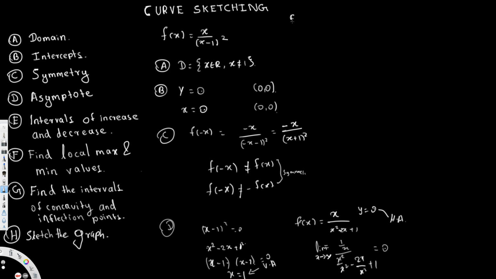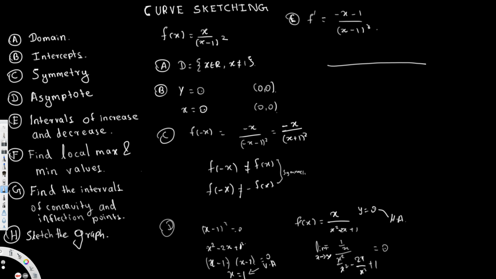Then part E is asking for the intervals of increase and decrease. To find that, I have to take the first derivative, so I have to use the quotient rule. If you do the quotient rule, you will get minus x minus 1 over (x minus 1) cubed. This is going to be the first derivative, and from this one you can find the increase and decrease. To do that, I have to find the critical numbers first.